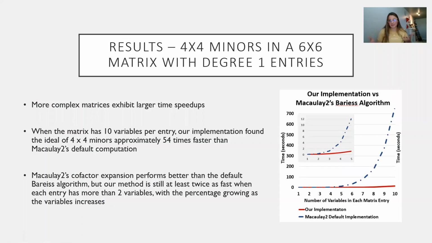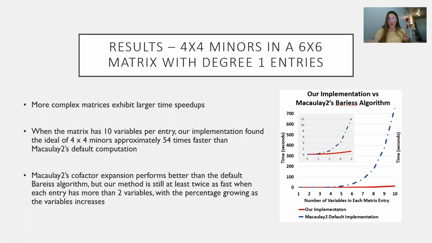So let's think about some results and the time speedups that this actually led to. Let's say we're trying to find 4 by 4 minors in a 6 by 6 matrix with degree 1 entries, but we're varying the number of variables in each matrix entry. So we found that with more complex matrices, our method was leading to large time speedups. Notably, let's say we're looking at a matrix with 10 variables per entry, which is what we're looking at here on the right side of this graph. Our implementation found the ideal of 4 by 4 minors approximately 54 times faster than Macaulay 2's default implementation using this Bareiss algorithm.